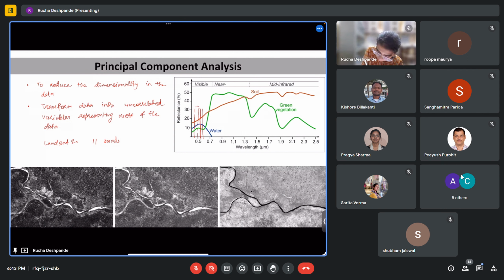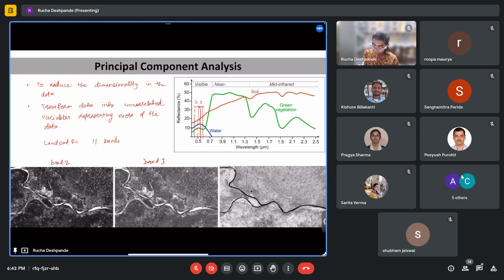So this was band 2 and this was band 3. Here the reflectance characteristics of water and vegetation are almost similar. These two images also, this is band 2, this is band 3. These two images almost look similar, so they are not giving very distinct information.